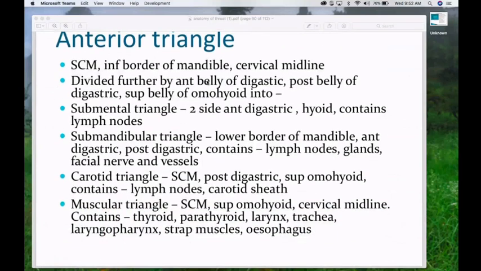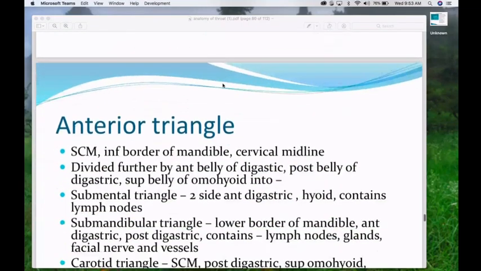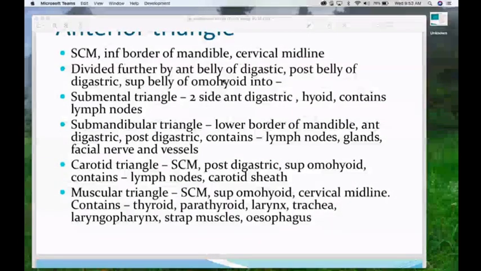Now, carotid triangle. The carotid triangle is present between sternocleidomastoid, posterior digastric, and superior omohyoid. Okay, sternocleidomastoid, posterior digastric and omohyoid. This is the posterior digastric, and this is the omohyoid. It contains lymph nodes and the carotid sheath.